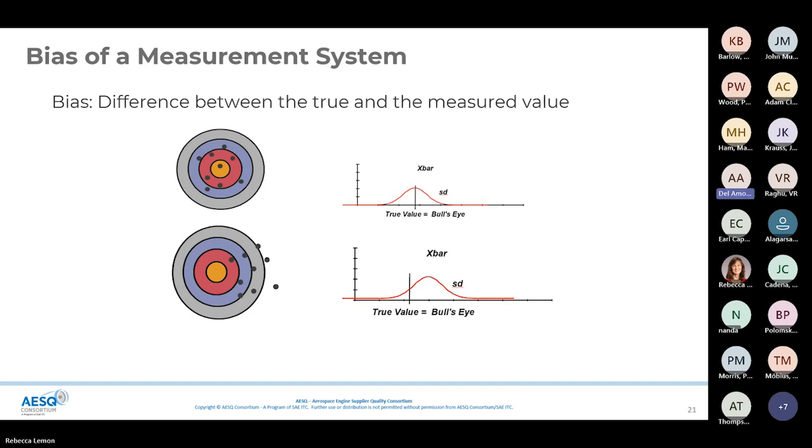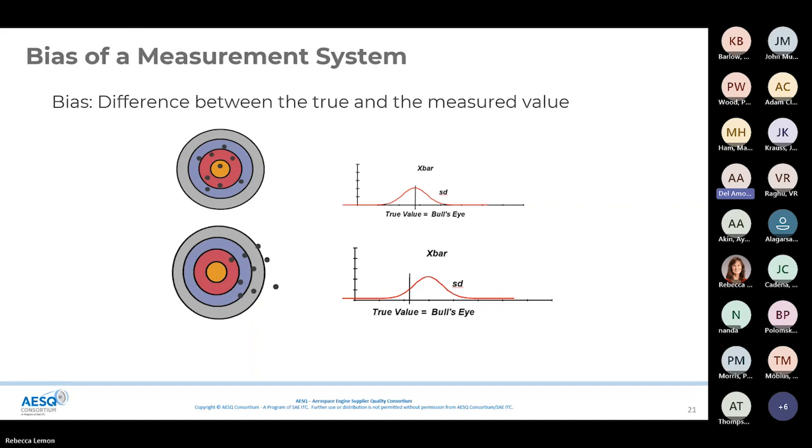So here is an example of bias. We mentioned that it's the difference between the true and the measured value. So you can see that in the top plot, all the measurements are really around the bullseye, right? While in the plot below, they're centered off to the side. So we see some bias on the lower part, right? We're measuring around a specific measurement, but it's not really the true value. It's not in the bullseye, okay? So that's our system in the second case has some bias.